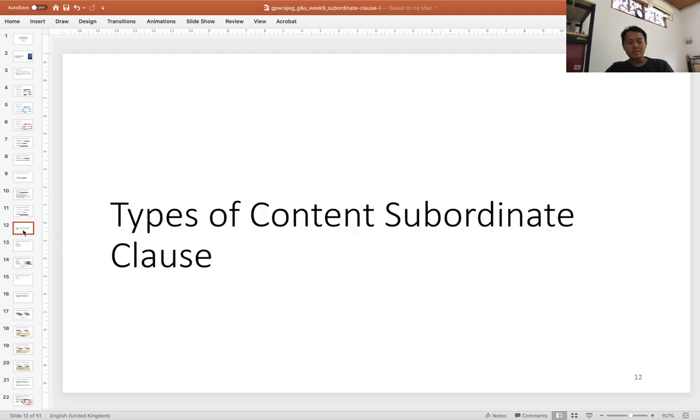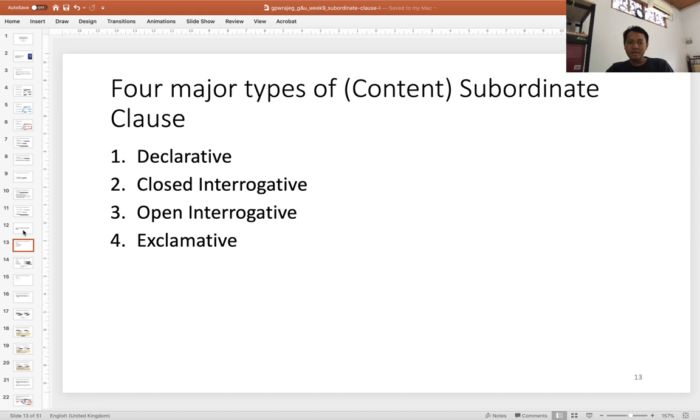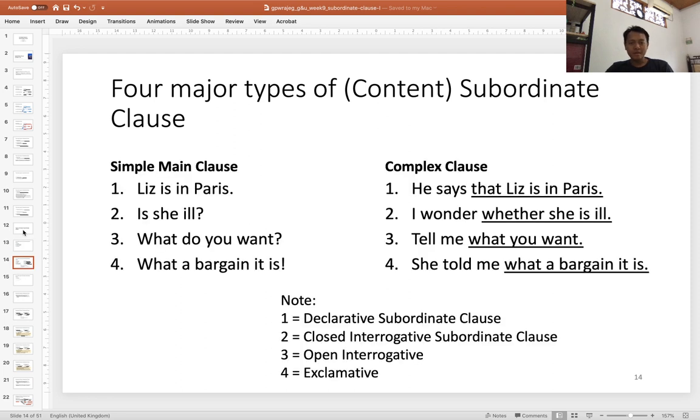Note that in the book there are several types of content subordinate clause proposed. There are actually four types: declarative, interrogative, and exclamative. Interrogative can be closed or open. Closed is the yes/no question type, and open is like a WH question. And these are examples of these four major types of content subordinate clause.